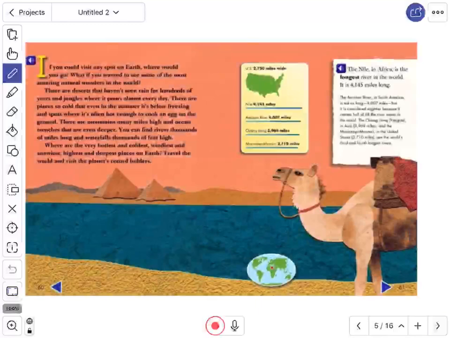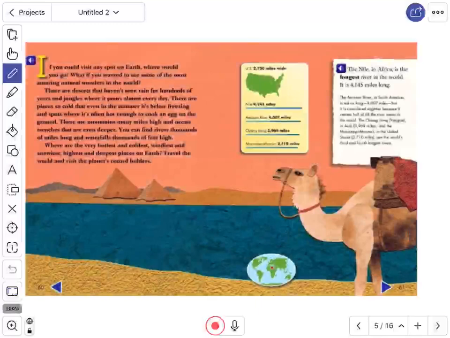So here we have that the U.S. is 2,750 miles wide. The Nile is 4,145 miles long. The Amazon River is 4,007 miles long. The Chang-Jiang, I think that's how it's pronounced, sorry, is 3,964 miles, and then the Mississippi-Missouri is 3,740 miles.